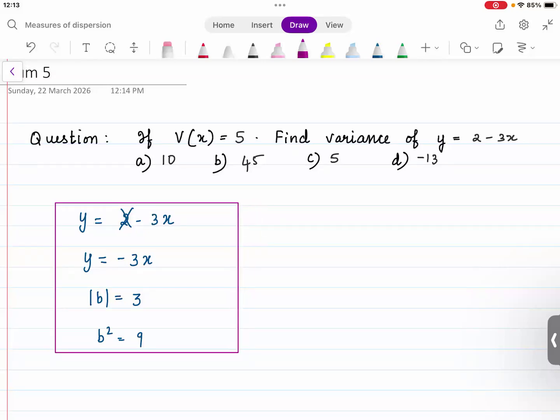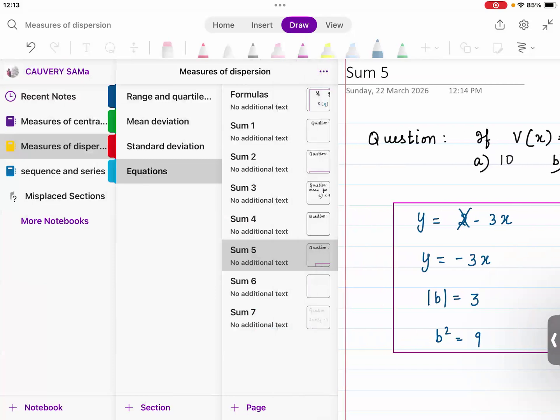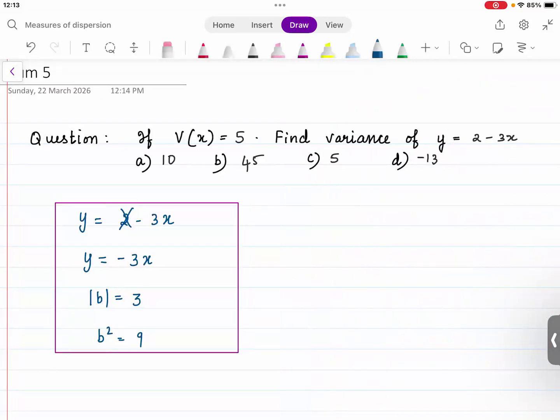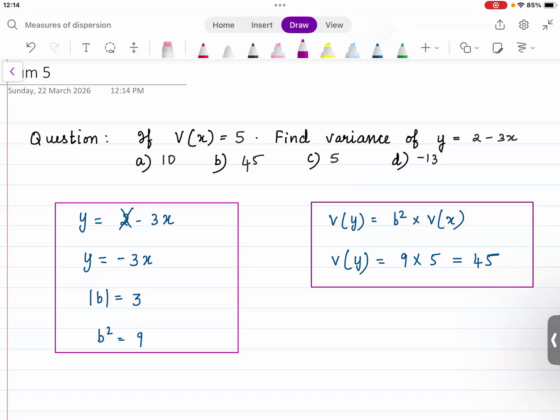So what's the relation between variance of y and variance of x? Go to the formula page. Variance of y is equal to b square into variance of x. Let us use this relation. Variance of y is equal to b square into variance of x. So variance of y is equal to 9 into variance of x, which is 5. So 9 into 5 is 45. Which option should we choose? Option B.